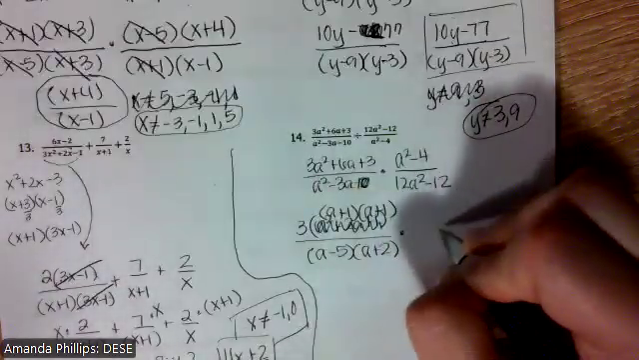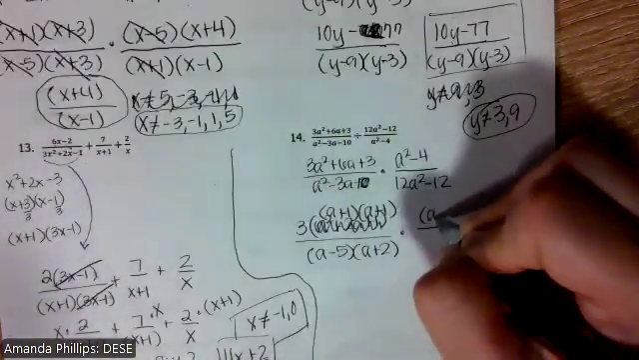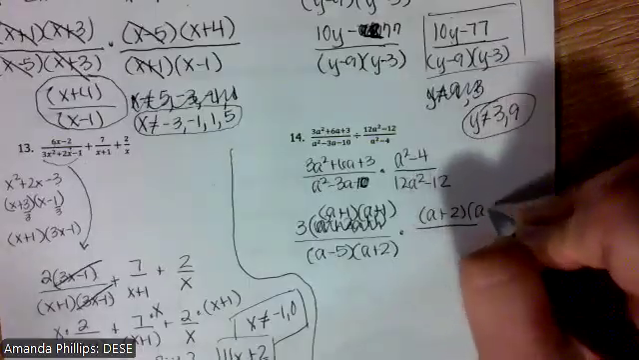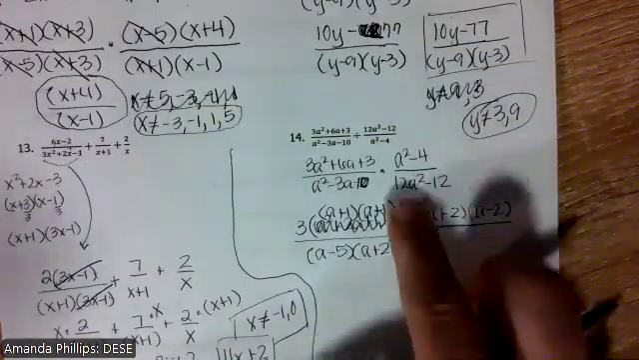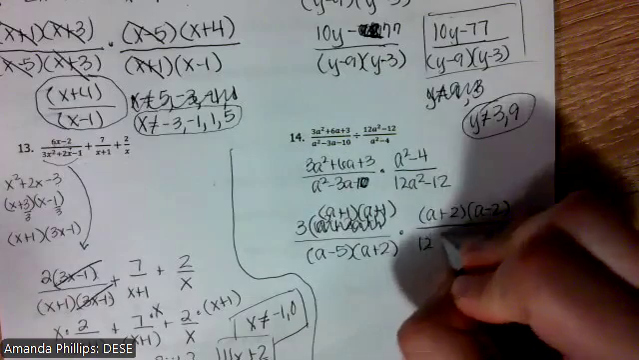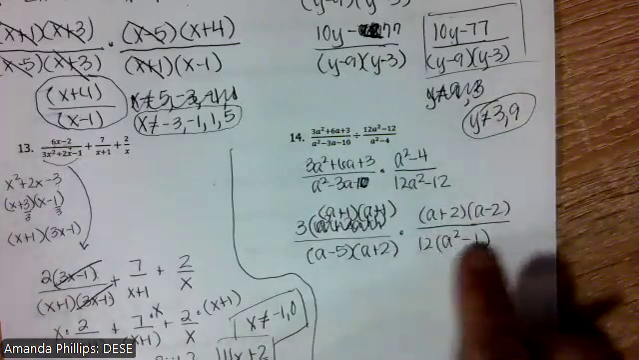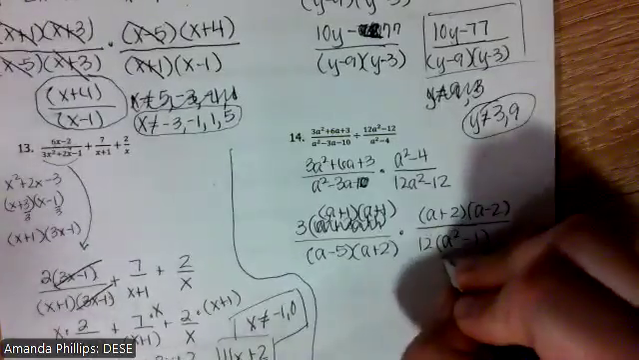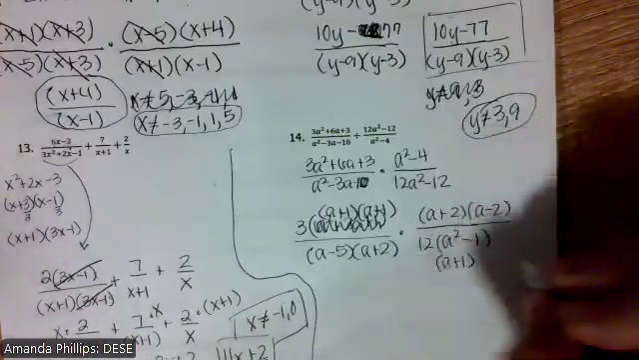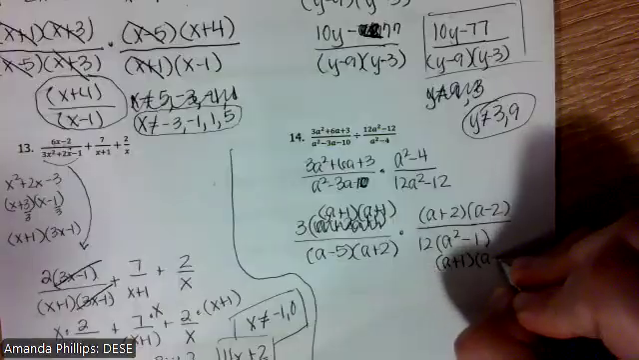Okay. A squared minus 4, that's the difference of two squares. A plus 2, A minus 2. And I can take out a 12, and I have A squared minus 1. Again, difference of two squares, keep going. So that would be A plus 1, A minus 1.